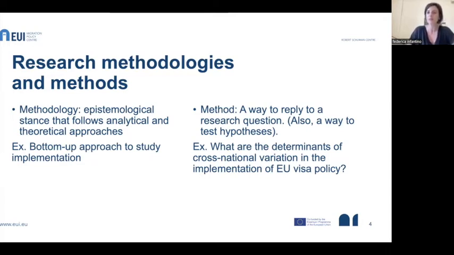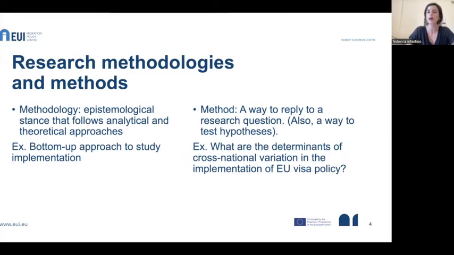A slightly different thing is a method. A method is a way to reply to a research question, also a way to test hypotheses. When it comes to qualitative research, it can also be positivist, in the sense that we can make hypotheses and use fieldwork to test these hypotheses. This is not really what I will show you, because I use a different method, but just to say that this is also possible. This is a way of using qualitative research. And so we use a certain method to address a certain question, to test a certain hypothesis. These are ways of using methods.